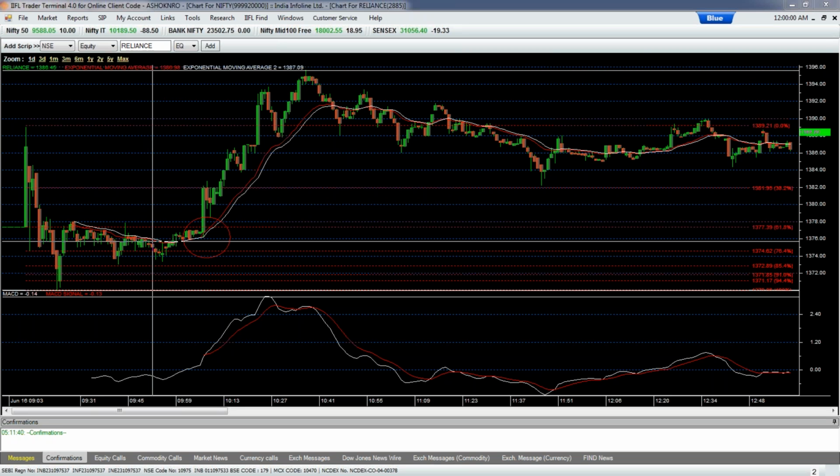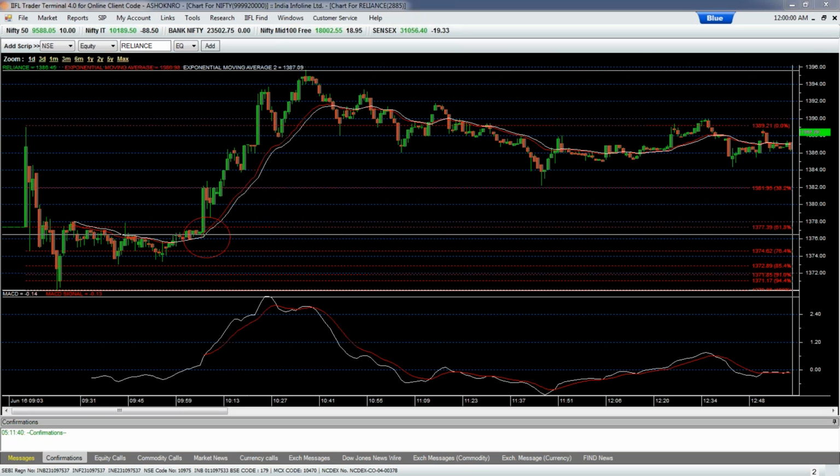Okay, Amit's answer: higher lows. The red line closed above the white line. Yes, above the white line. Yes. And small resistance is broken. Yes, absolutely. Absolutely.